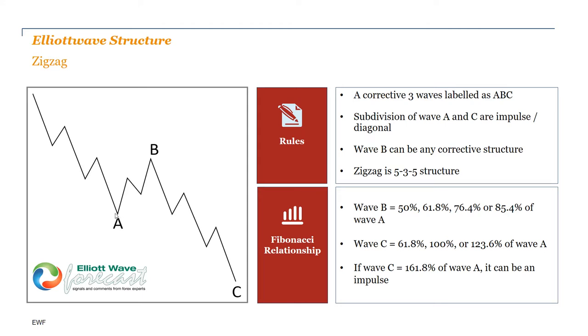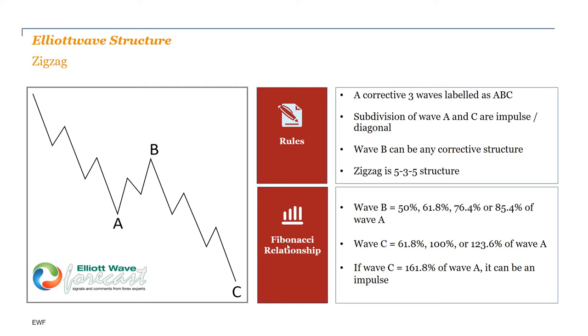Now another thing about zigzag here, the wave B can be any corrective structure. Now there are a couple of different corrective structures within Elliott Wave. So this one can be, for example, a zigzag of a lesser degree. So this could be an ABC or a zigzag of a lesser degree. It can be a flat, which is another corrective structure we're going to look at in other videos. It can also be a triangle. So again, the wave B can be any type of corrective structure.